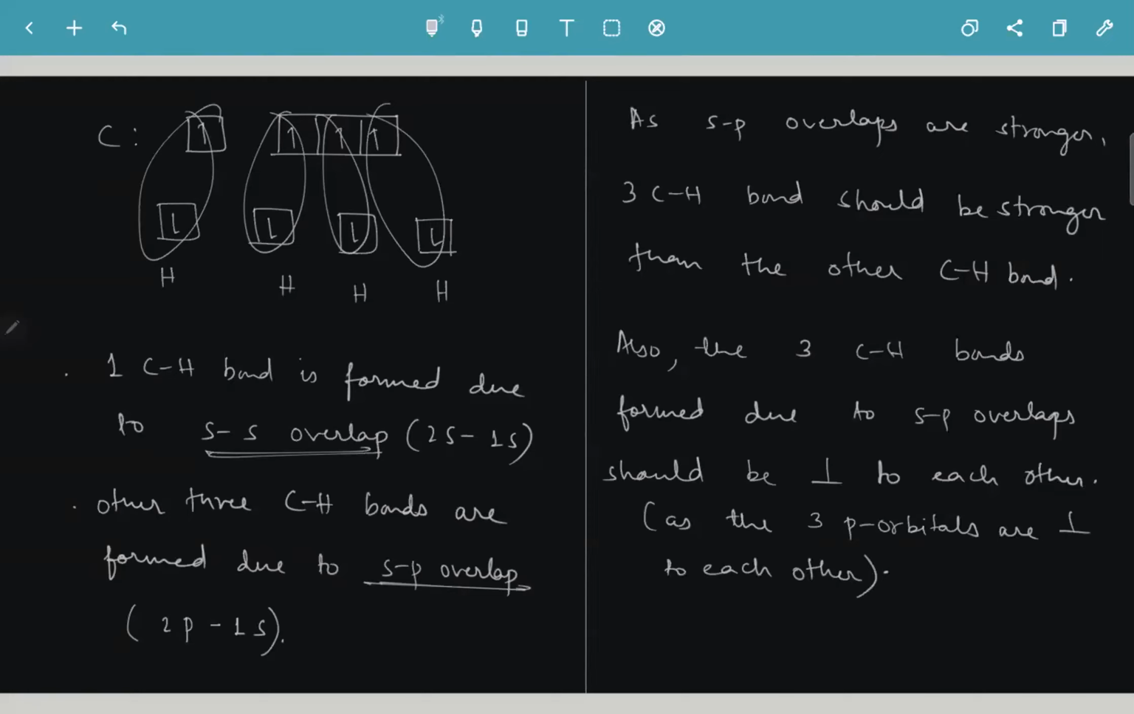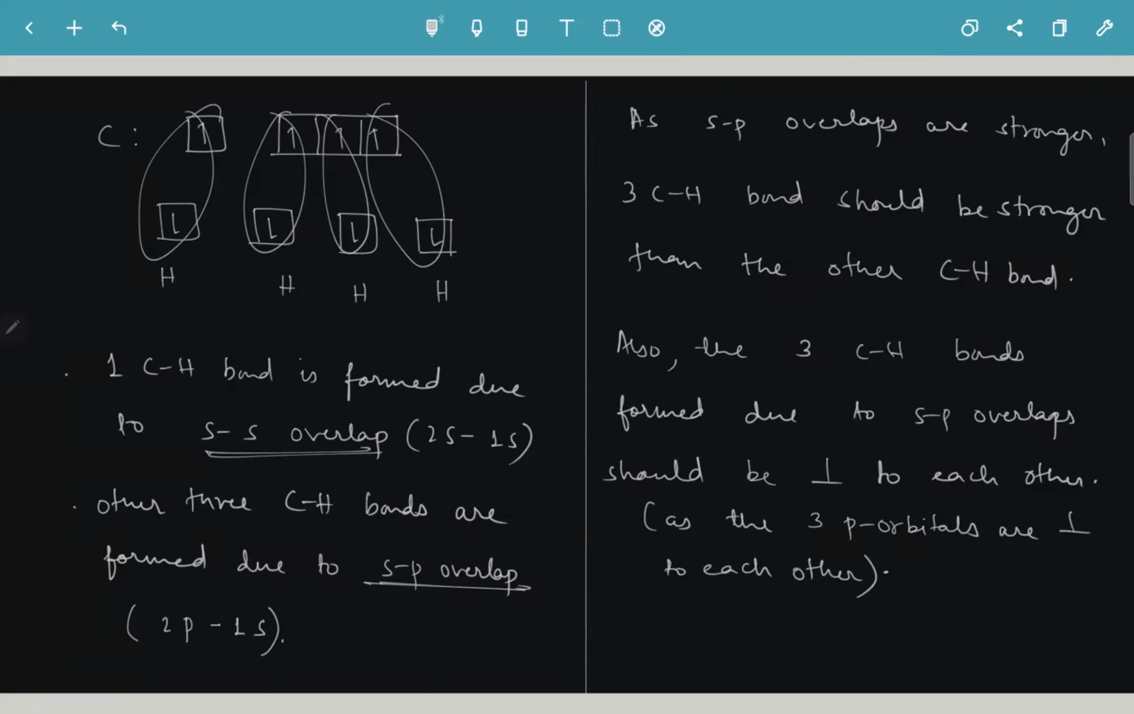So when we apply valence bond theory on the CH4 molecule, what do we get? We get that the CH bonds must be perpendicular. And there should be two types of carbon-hydrogen bonds as per VBT. Three bonds are stronger and one bond is weaker.